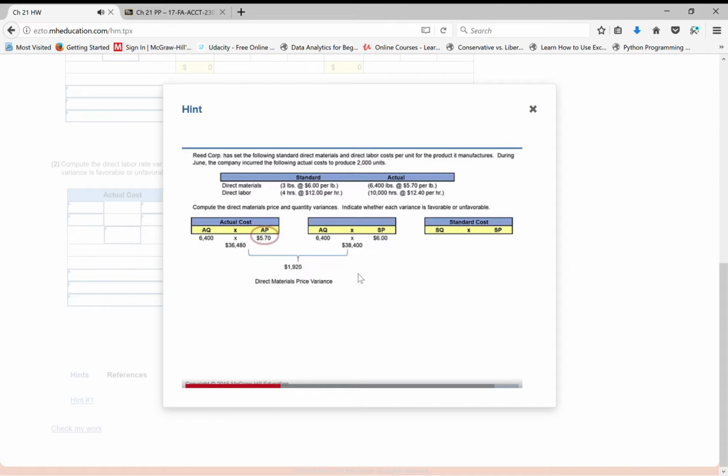This variance is favorable, as the actual price was less than standard. The company paid 30 cents less per pound for each of the 6,400 pounds purchased and used.